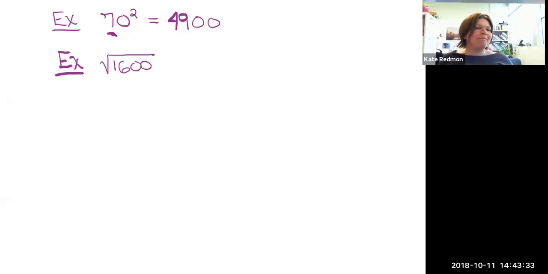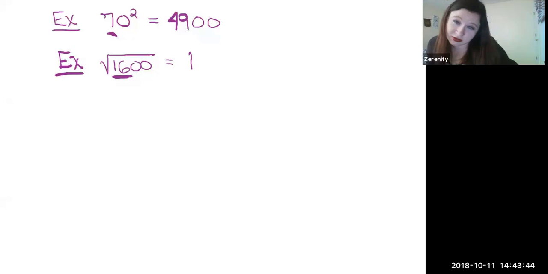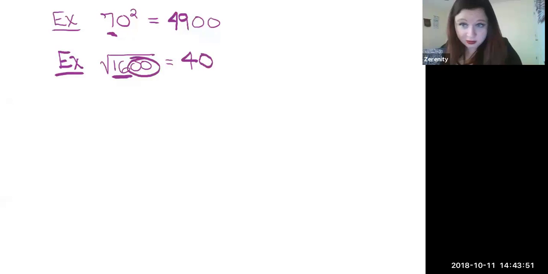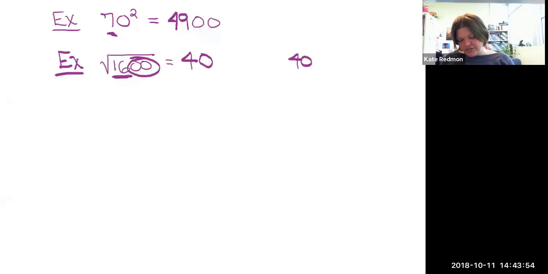So if I wanted to work backwards, I wanted to take the square root of 1,600. Again, I could take the square root of just the non-zero portion here. So the square root of 16 is 4. And then I would get half the zeros. So instead of 2 zeros, I would have just 1. And why is that true? That's true because 40 times 40 is equal to 1600.